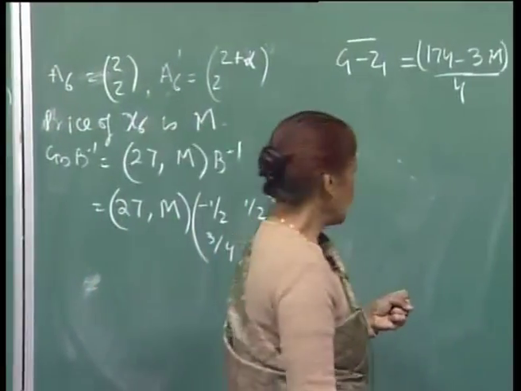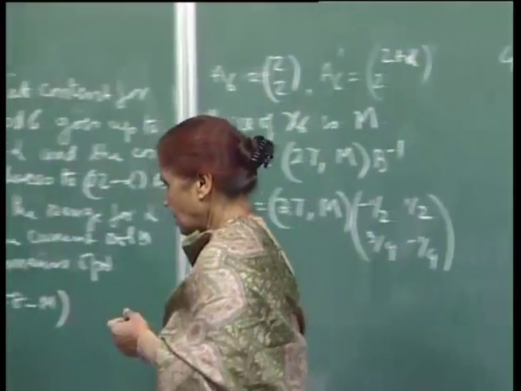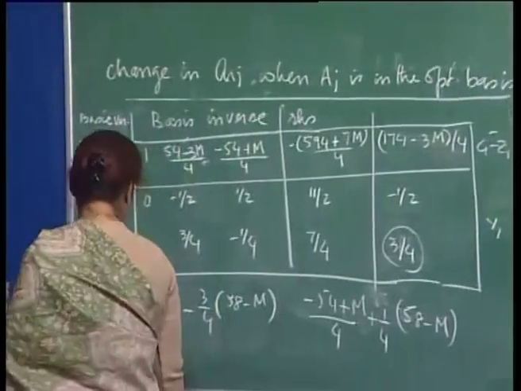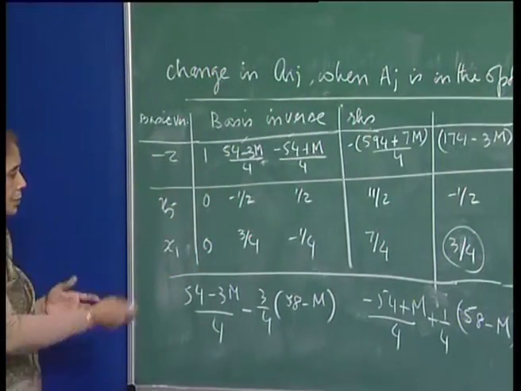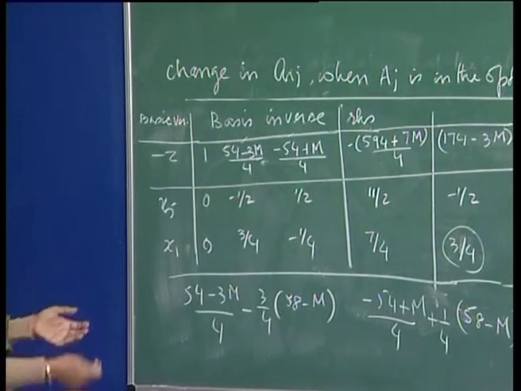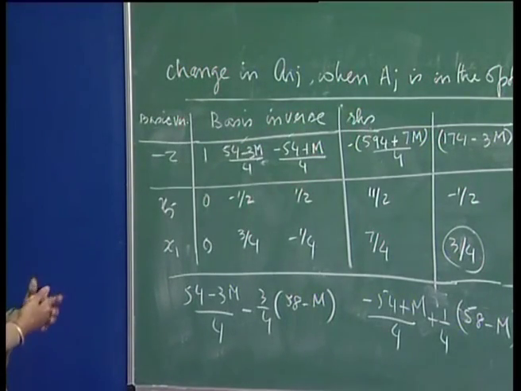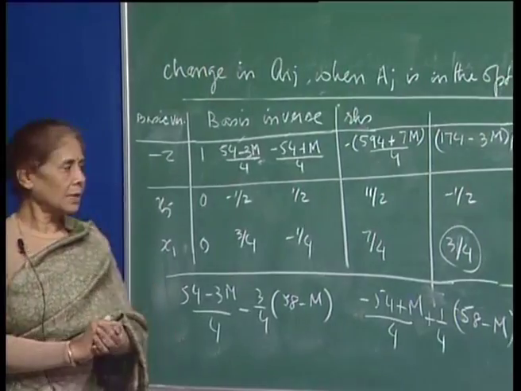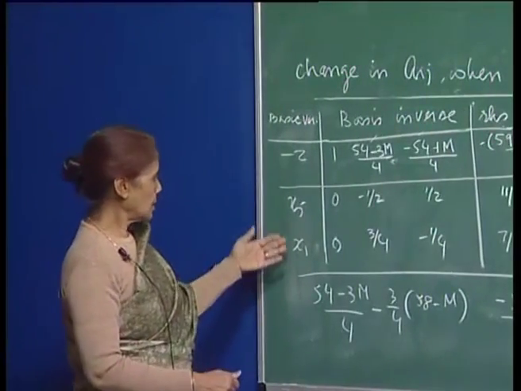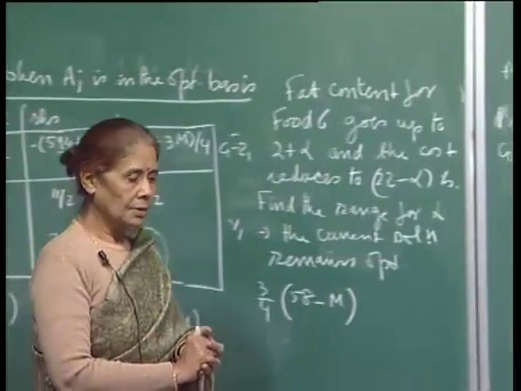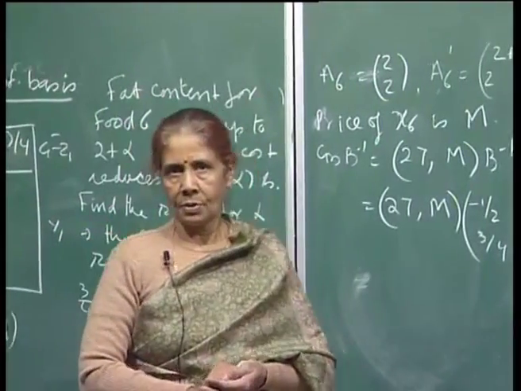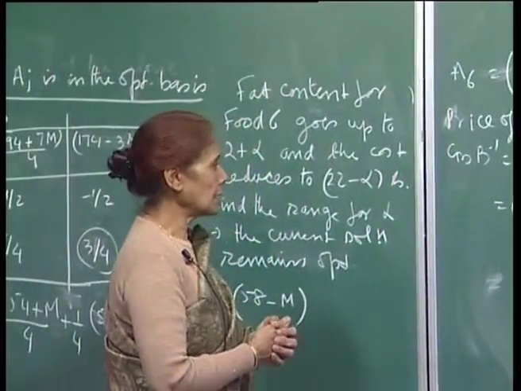So, your new basis is x5, x1, and depending on the sign, we will again start computing your new C2 minus Z2 and C3 minus Z3, and if I satisfy the optimality criteria, then this is my optimal solution. Otherwise, I will continue with the simplex algorithm till I satisfy the optimality criteria.